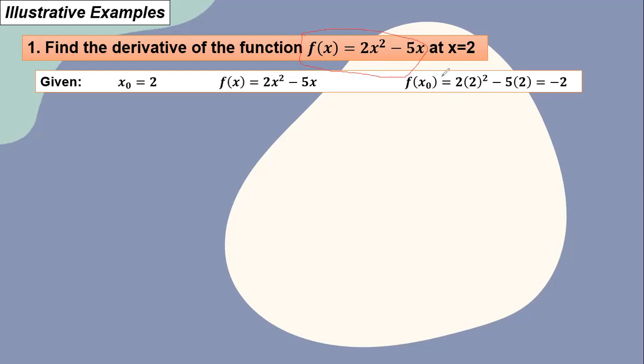So we will also be needing f of x sub 0. Okay, substituting 2 sa ating x sa ating formula. The f of x sub 0 is equal to 2 times 2 squared minus 5 times 2. Okay, so that is equal to -2. Okay, so meron na tayong x sub 0, f of x, and f of x sub 0. So compute na natin yung derivative ng function natin at x is equal to 2. So we have f prime of x.